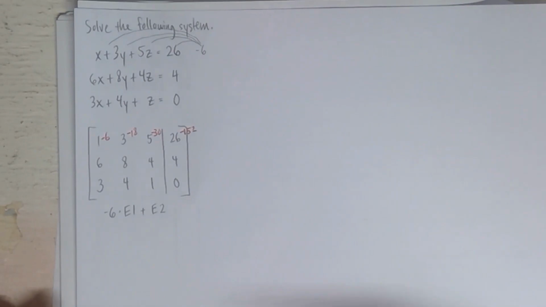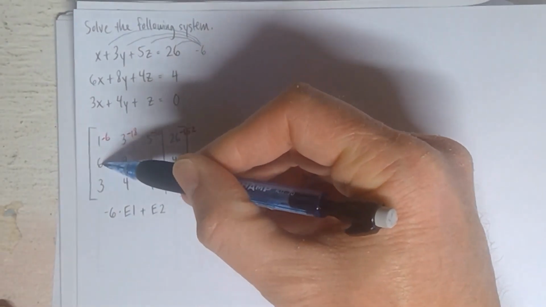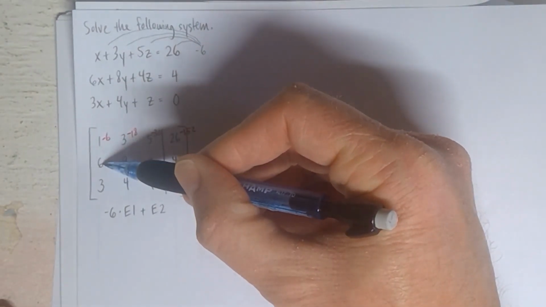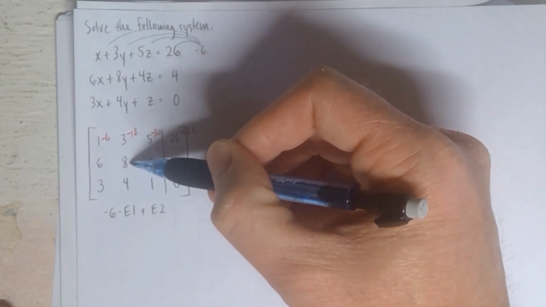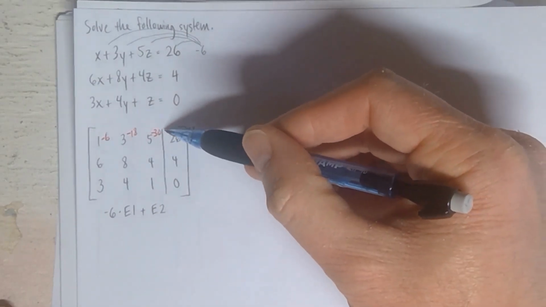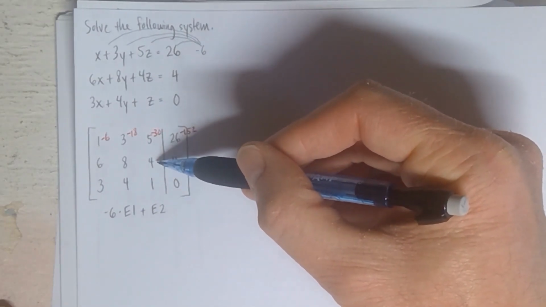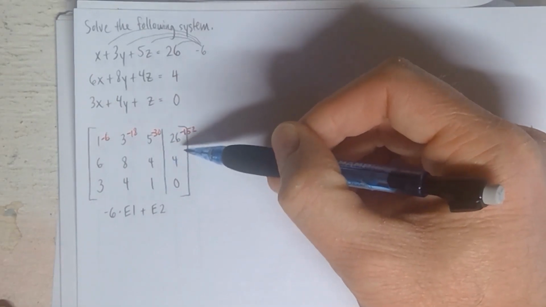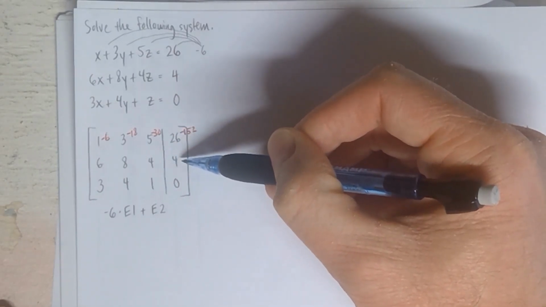And what result do you get? Well, here you're going to get -6 plus 6 is 0. I'll write that down in a minute. Okay, -18 plus 8 is -10. And then these two added together are -26. And then these two added together will be -100.